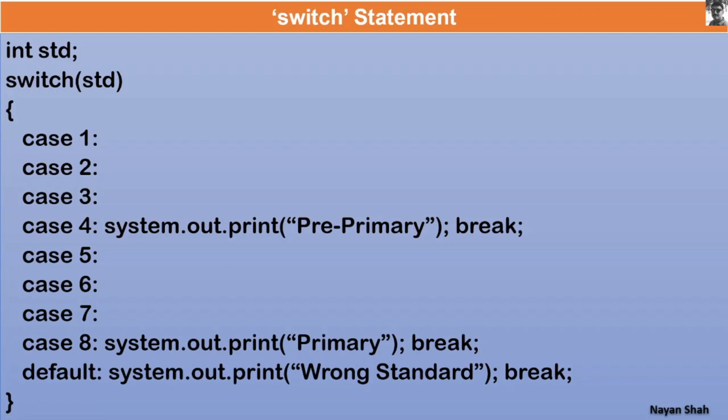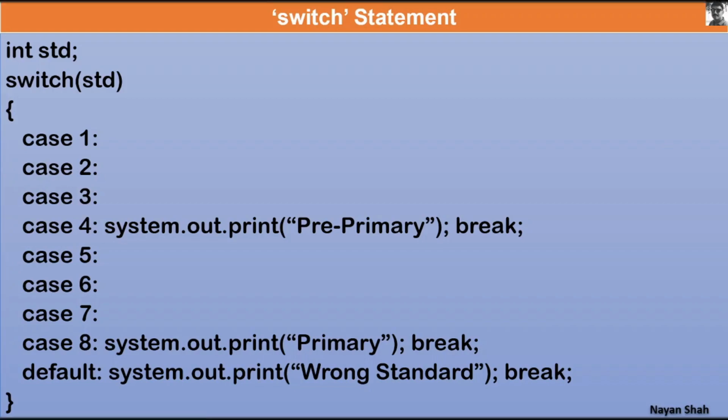So break can be avoided whenever you want to do the same thing for many values, as here in our case 1, 2, 3, 4 we want to do the same thing, and 5, 6, 7, 8 we want to do the same thing. Whenever you want to take the same action depending on the value of a variable, you can avoid writing those statements in every case and write them only in the last possible case, and then write break over there. So that is the switch statement.